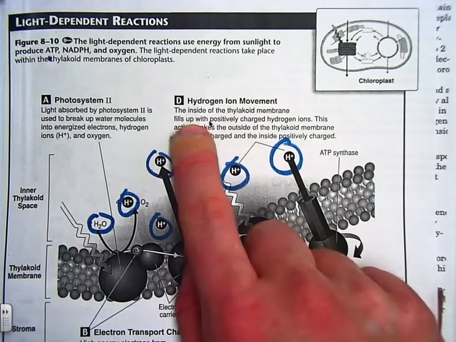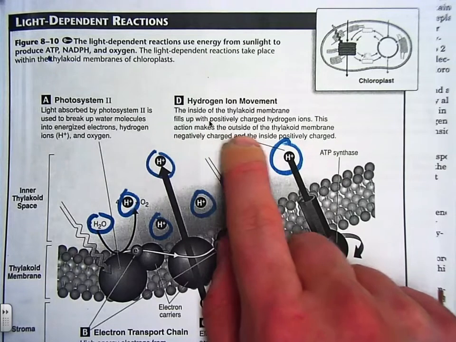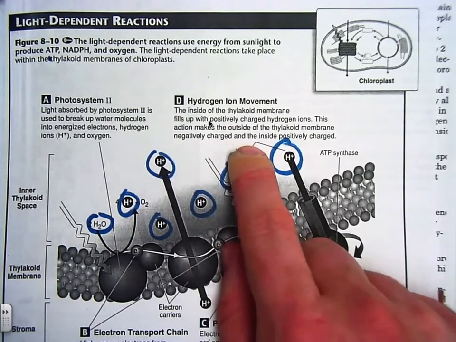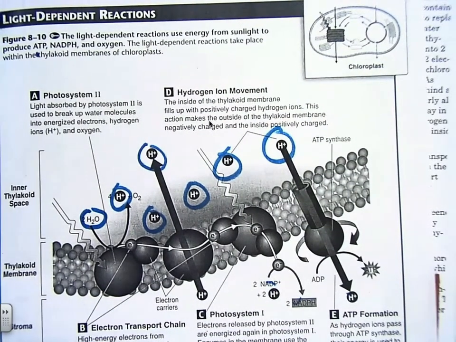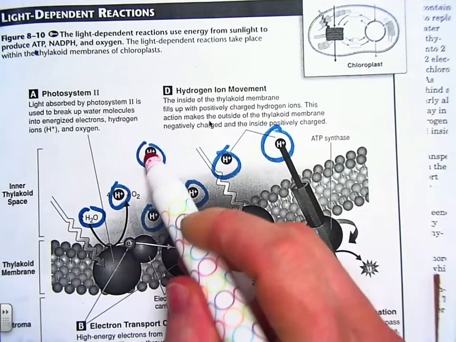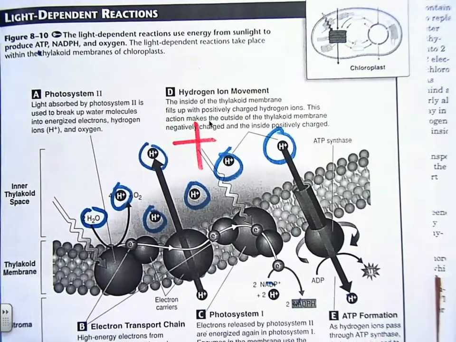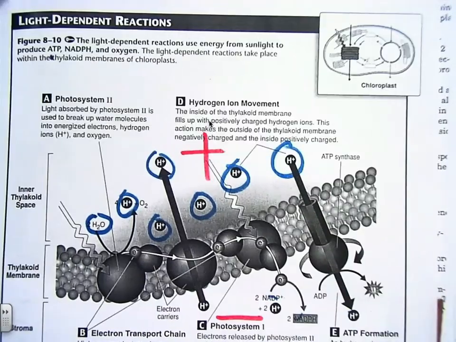Thylakoid membrane fills up with positively charged ions. This action makes the outside of the thylakoid membrane negatively charged and the inside positively charged. Okay, well that kind of makes sense. Do you see all the plus signs? Plus, plus, plus, plus, plus. Basically, this side of the thylakoid membrane is positive and this side is negative.